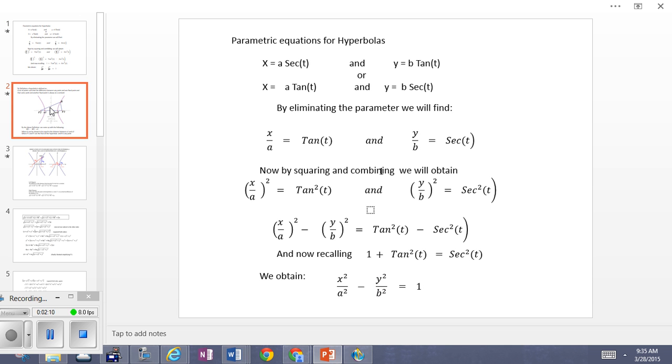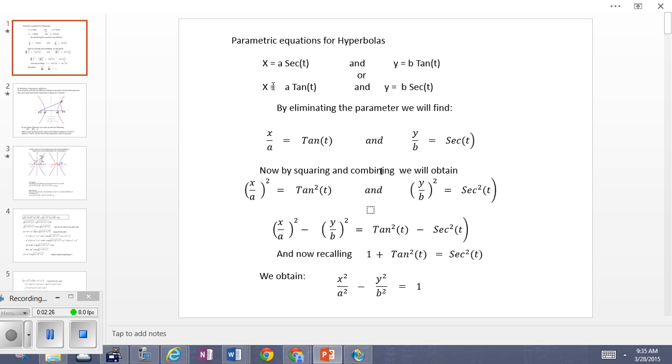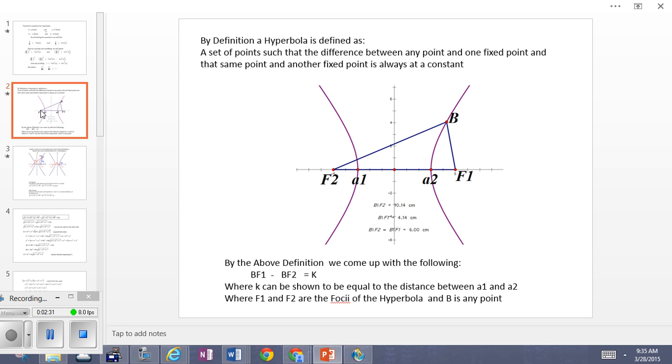Now, okay, the graph is going to look like this, and we're going to come and talk about the derivation of that graph using the distance formula, which after seeing that, you'll be thankful that the derivation by means of the parametrics actually is quite a bit easier. Okay, but the definition of a hyperbola is a set of all points such that the difference between any point and one fixed point and the same point and another fixed point is always a constant.